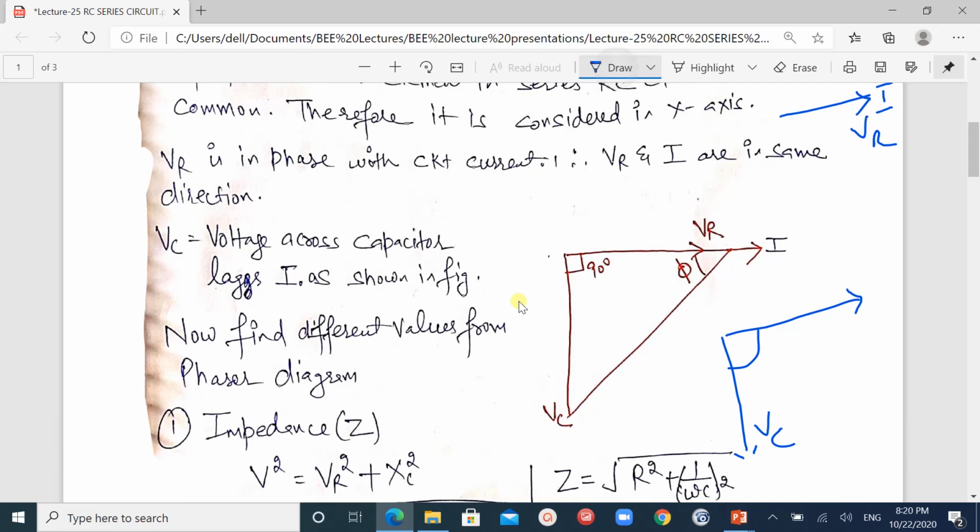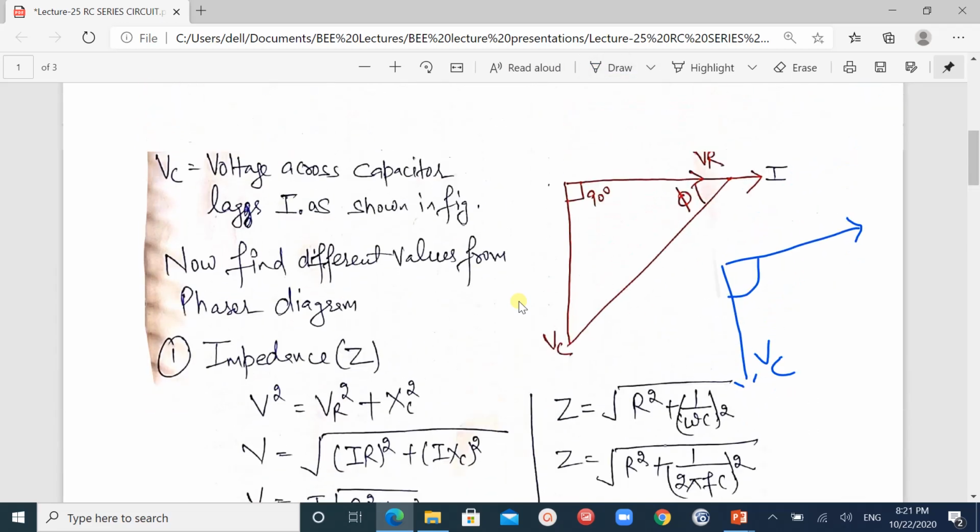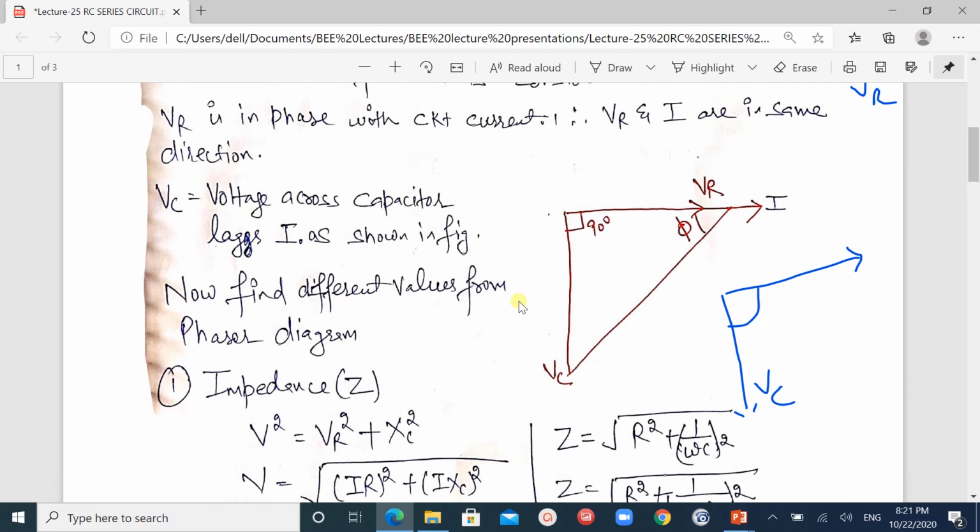So now this is our phasor diagram. This is VR, the voltage across the resistance, VC, the voltage across the capacitance, and the reference current. This is the lagging voltage, as VC lags the current by 90 degree. Then the angle phi: we join this point, and this becomes our total V.